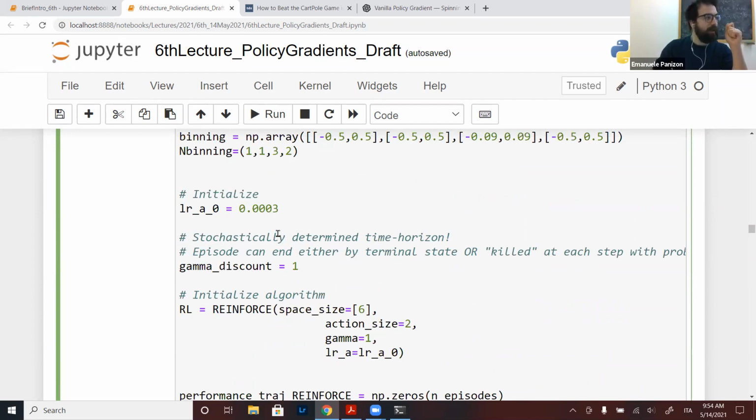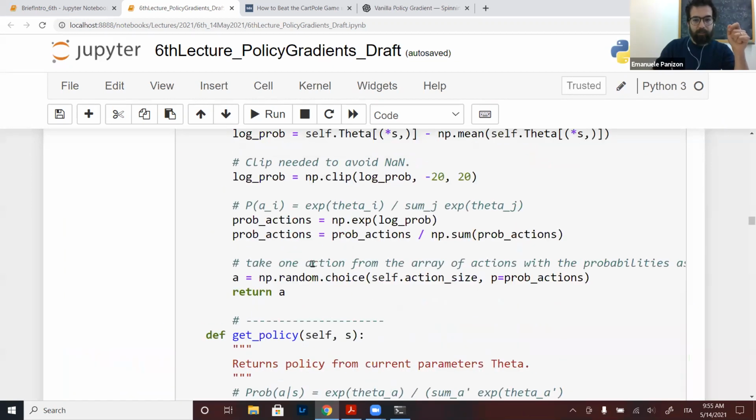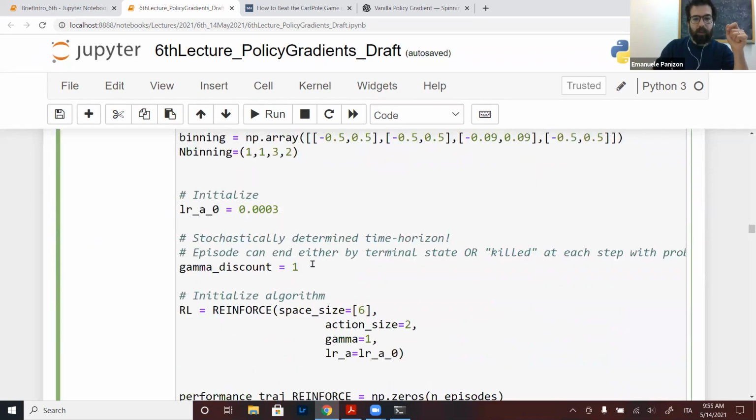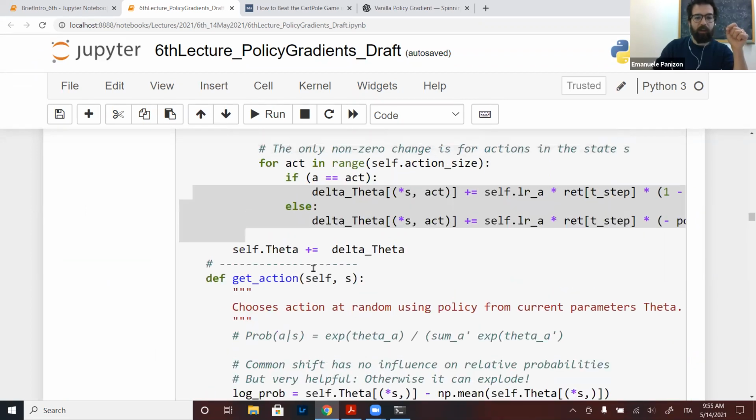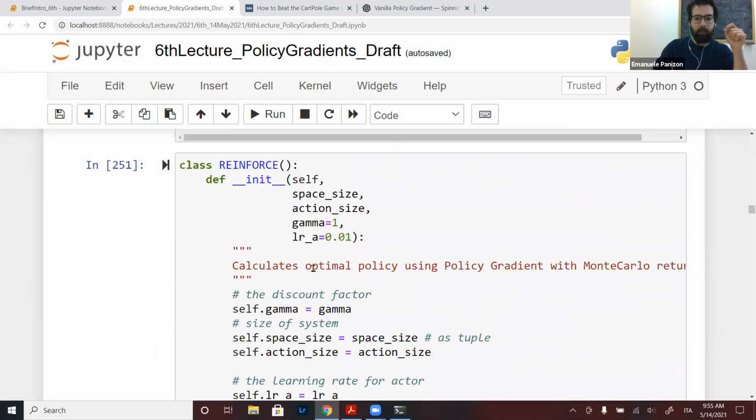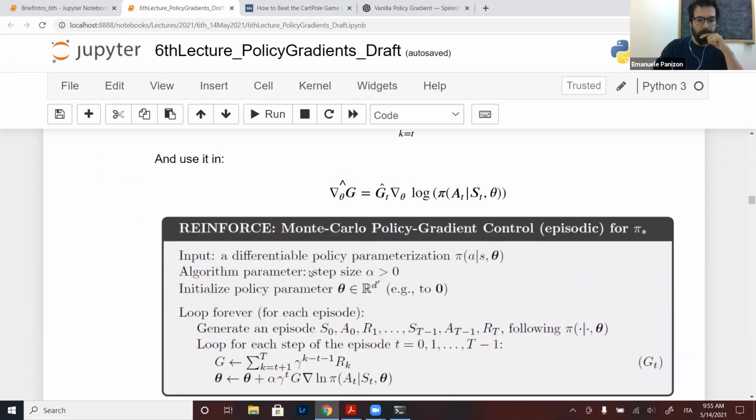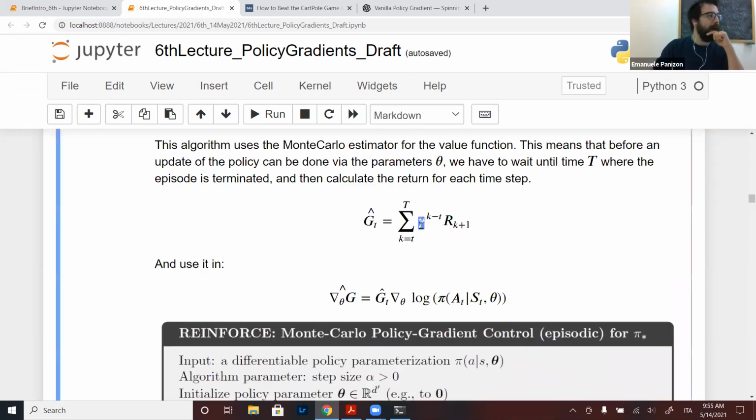There are 2 different ways of dealing with the discount gamma. The one I'm using here is as such. Inside the return, so when I'm calculating the return here, I'm using gamma equal 1. So I am not doing a discount in the calculation of the return.